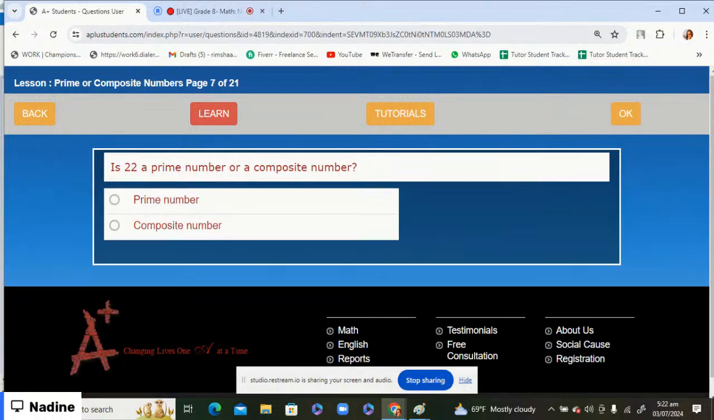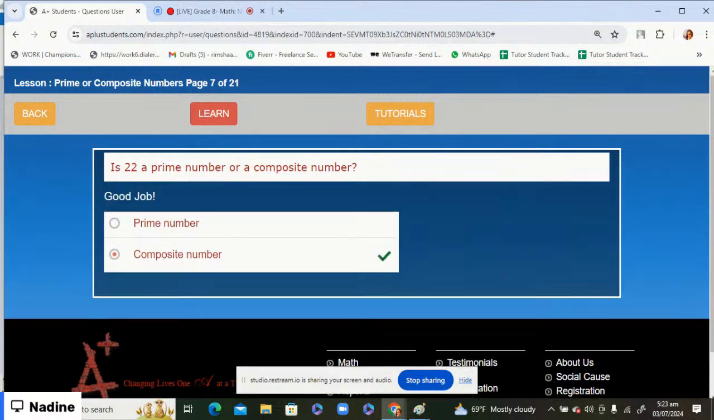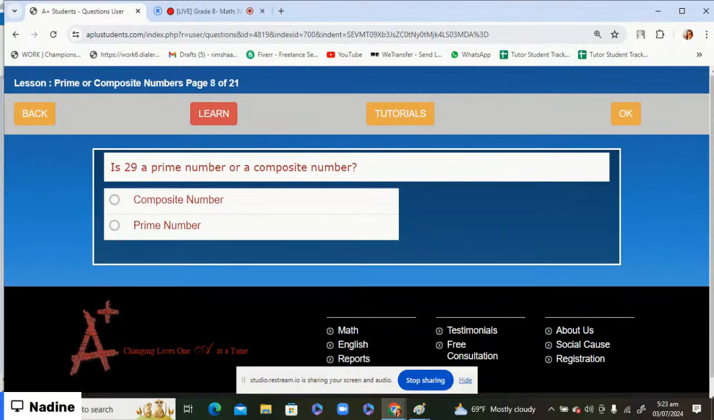So is 22 a prime or a composite number? Again the same, 22 divided by 2 is 11. 22 divided by 11 is 2. So it's a composite number, not a prime number, because it has more than two factors.